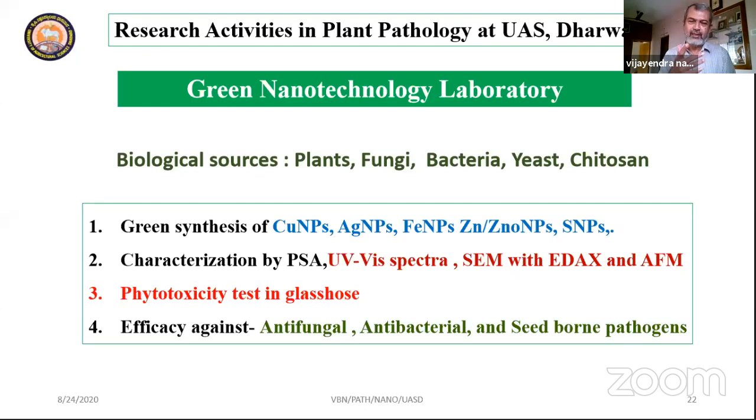So similarly, since we cannot handle something so costly, we started with silver, and silver is the best to do many of the works associated with these things. Right? Then we have characterized with relation to UV spectra, which we have studied also, SEM, EDX, and AFM. Today we are going to have some discussion. And phytotoxicity studies, what we are experiencing, and the experience also we are going to give. Then antifungal, antibacterial, and seed-borne diseases. This is what we can say for this.